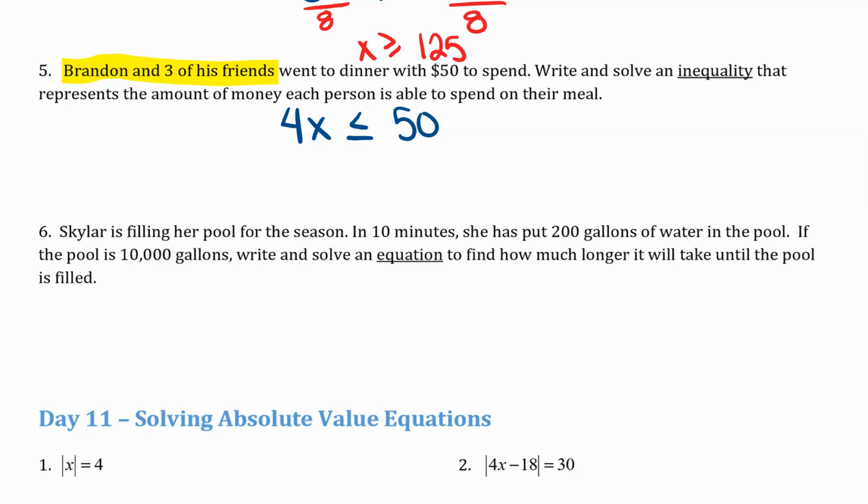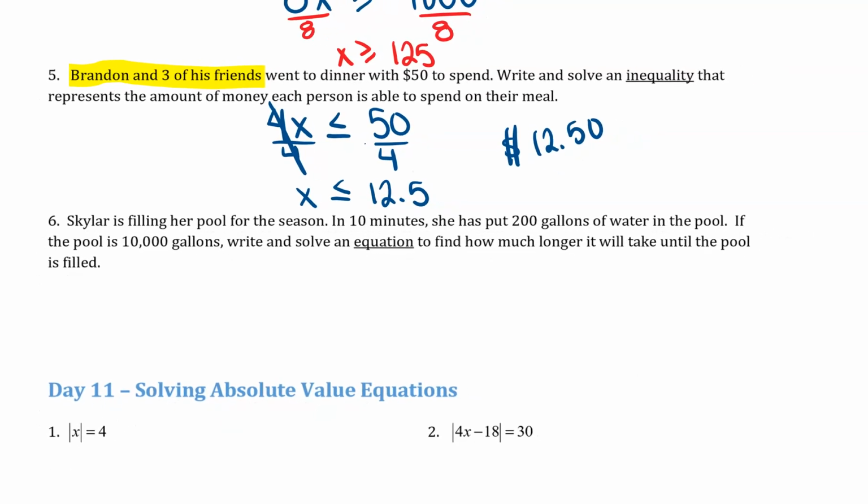To solve this, I'm going to divide both sides by 4. X is going to be less than or equal to 50 divided by 4, 12.5, which means $12.50 is how much each person's meal can be on average. Of course, hopefully they know that has to include tip and tax and all that stuff.